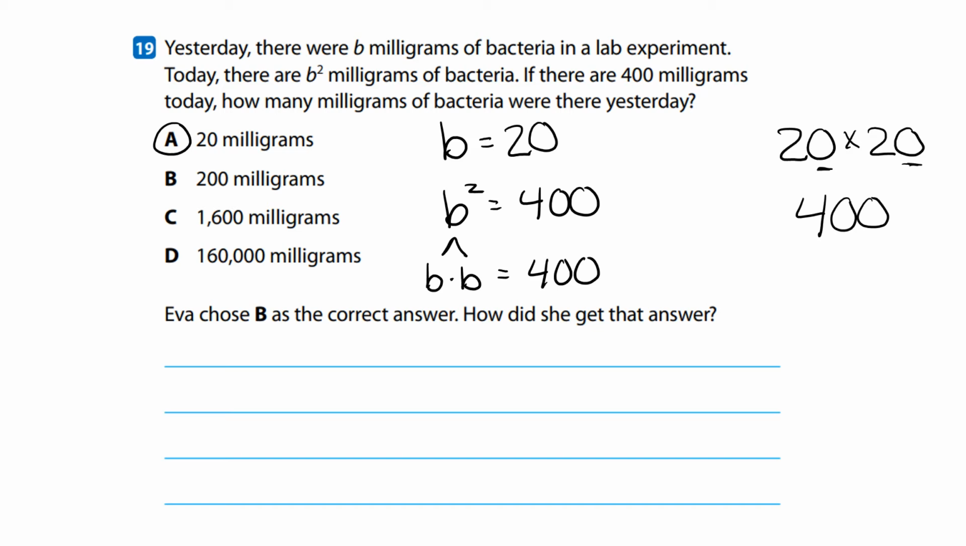It says Eva chose B as the correct answer. How did she get that answer? The difference between A and B is that A is 20 times 20, which is the square root of 400. However, B is 400 divided by 2. B is found by taking 400 and dividing by 2.